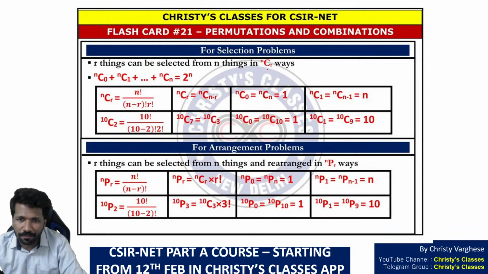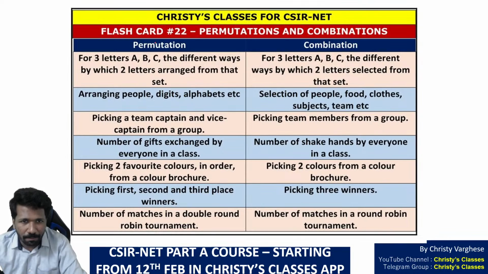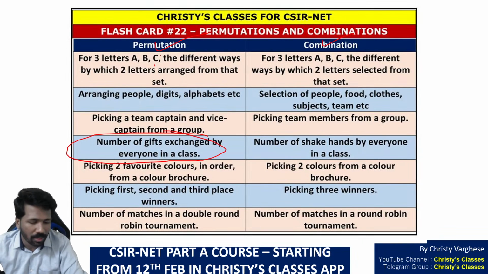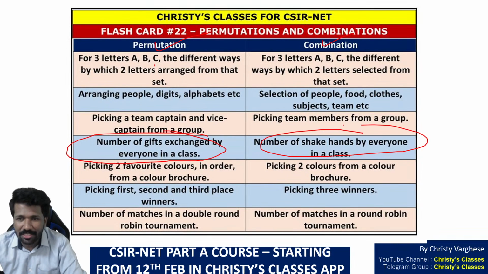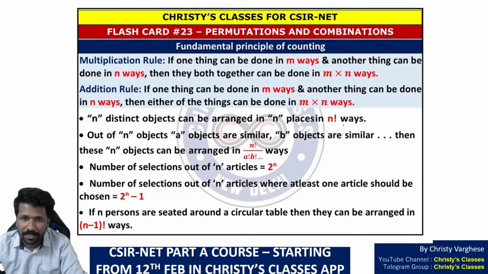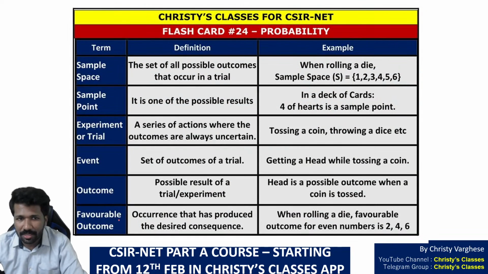In that, you should know the difference between combination and permutation, the formula, and when permutation should be used and when combination should be used. For example, when gifts are exchanged, that is permutation. When handshakes are exchanged, that is combination. Then fundamental principle of counting is a very important concept. Now the theory of anagram problems, selection problems, and table arrangement can all come in permutation combination.